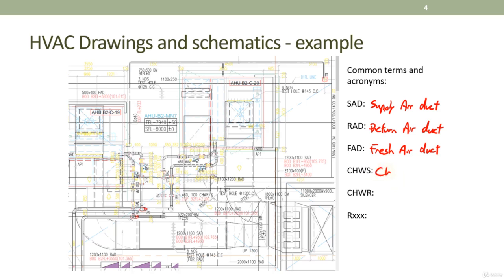CHWS is chilled water supply, where the chiller will produce cold water and it will be supplied to the AHU through the chilled water supply pipe. And CHWR is chilled water return. All these are very common acronyms that you will see in drawings and whenever we describe HVAC pipes and equipment. R with a number is the radius of the elbow.